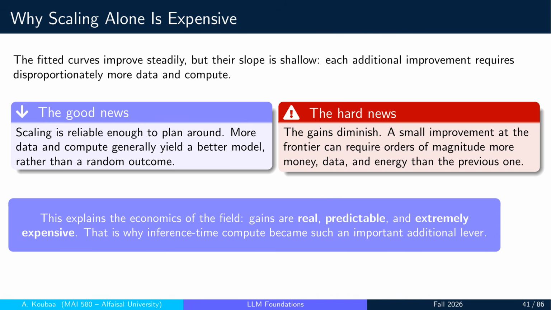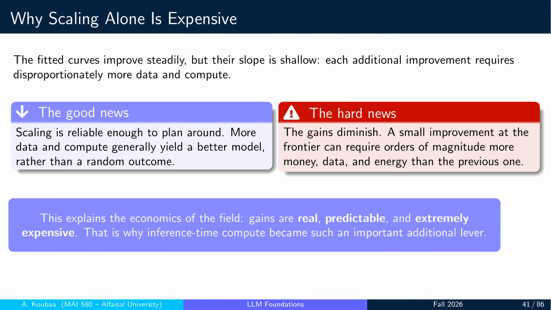10 GPUs become 20. By what factor does the scaling term move? Exactly. 2 raised to the power minus 0.05. That is about 0.97. 3% for twice the money. Now double it again. Another 3% or so for twice as much again. That is what a shallow power law feels like from inside a budget.